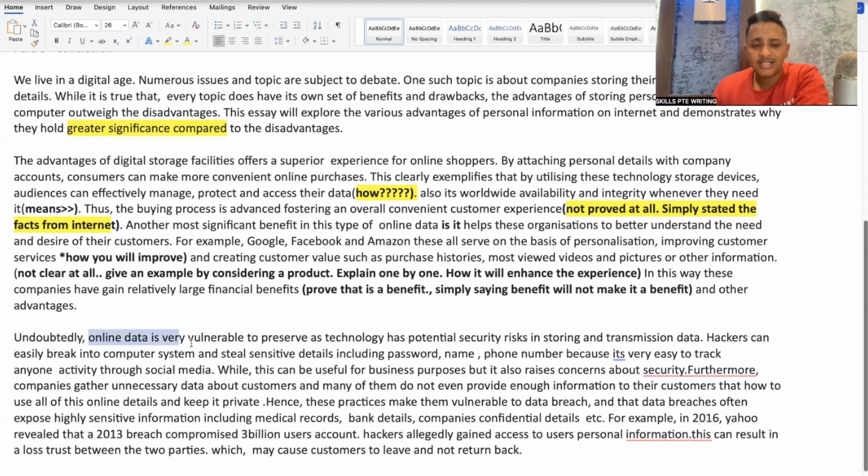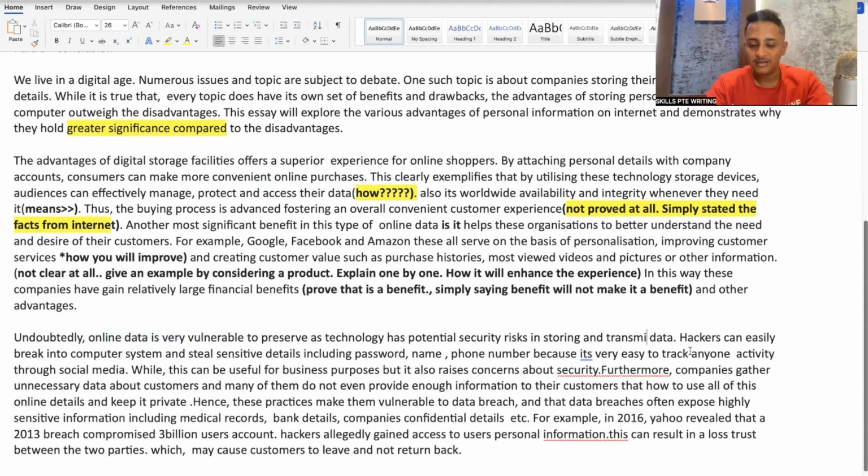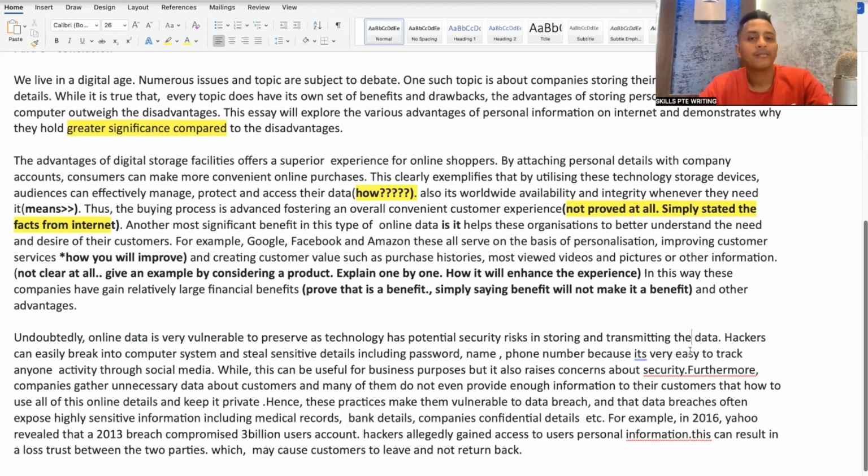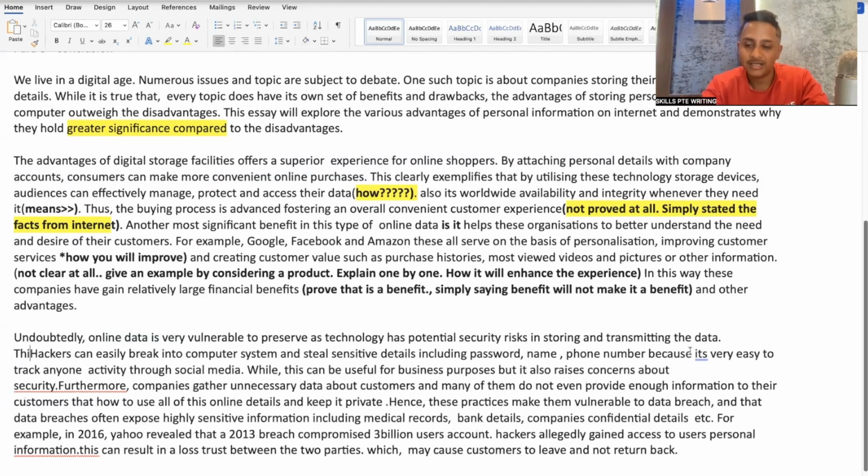Undoubtedly, online data is very vulnerable to preserve, as technology has potential security risks in storing and transmitting data. Excellent idea. I need a linking word.